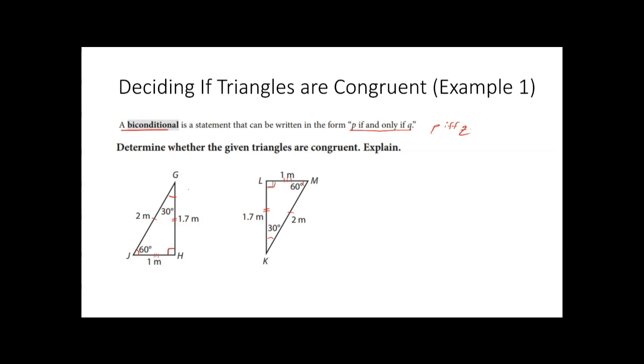So basically, all the little parts are congruent, so we have CPCTC. Therefore, these two triangles are congruent because all their parts are corresponding and congruent to each other. Also, if you think about rigid motion, it looks like we just had a rotation. If I were to draw a point right here, we could rotate, and you would see that they map onto each other perfectly.